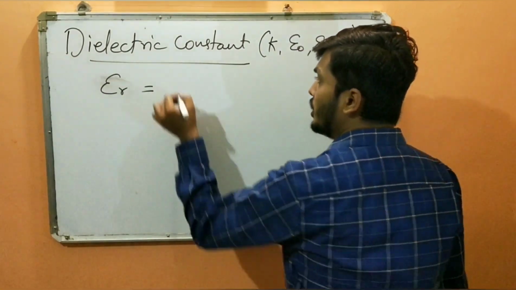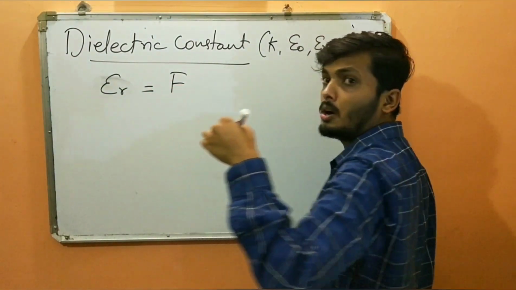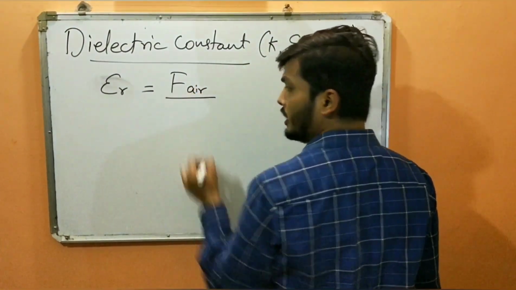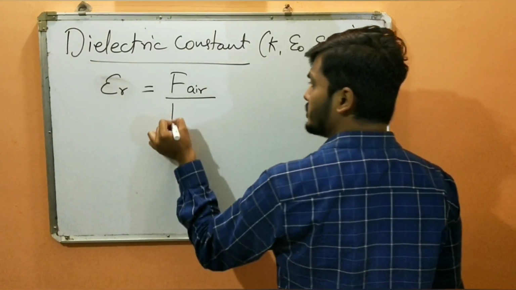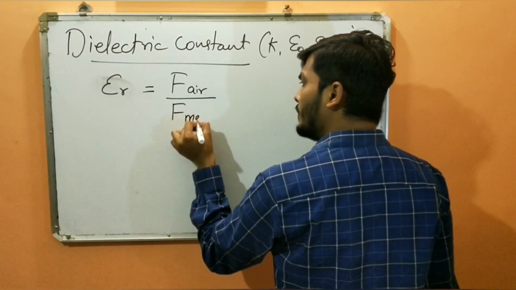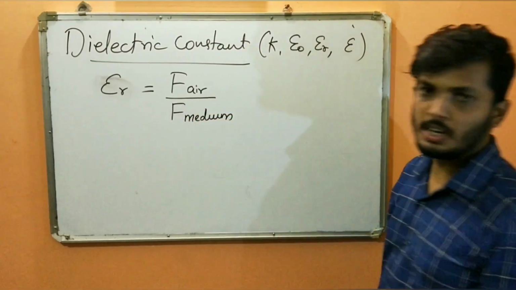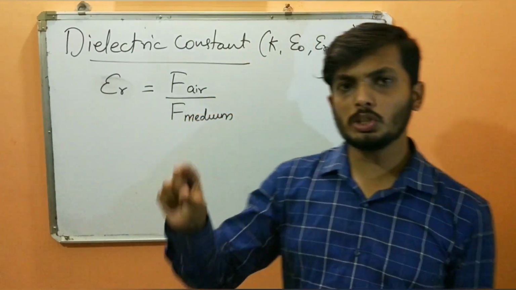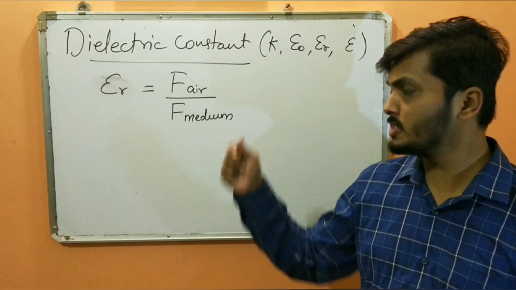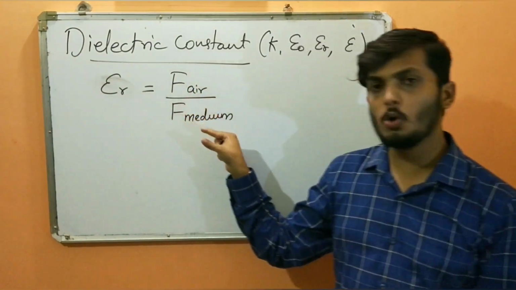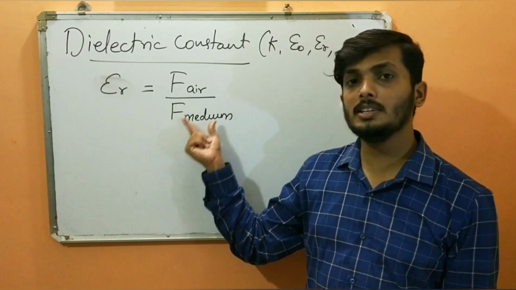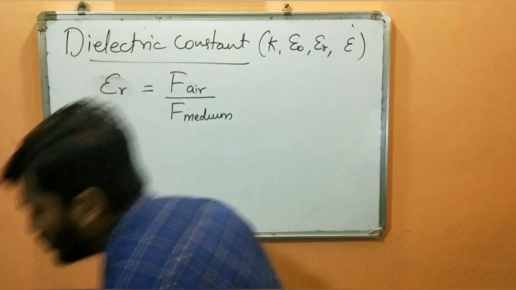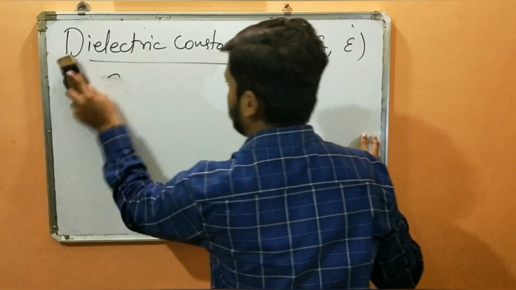Ratio means division: the ratio of the force between the charged particles when placed in air to the force between the same two charges placed in a medium. Are you understanding? So the dielectric constant is nothing but the ratio of the force between two charged particles placed at a certain distance in air to the force between the same two charged particles placed in a medium but at the same distance. Okay, so we'll do a little bit of mathematics here.